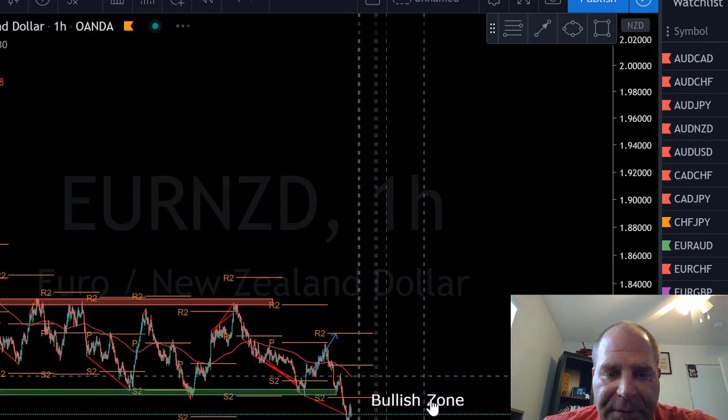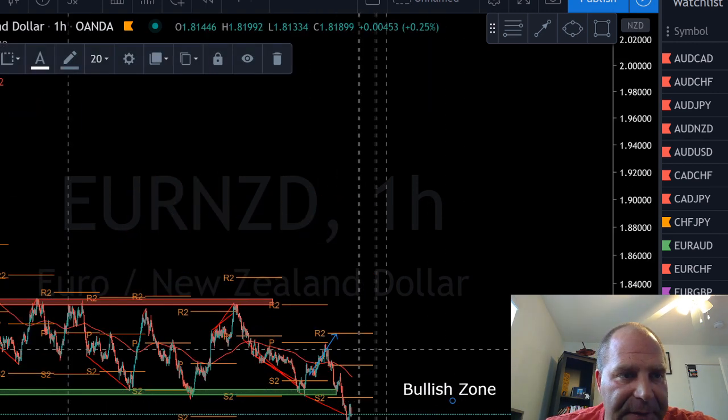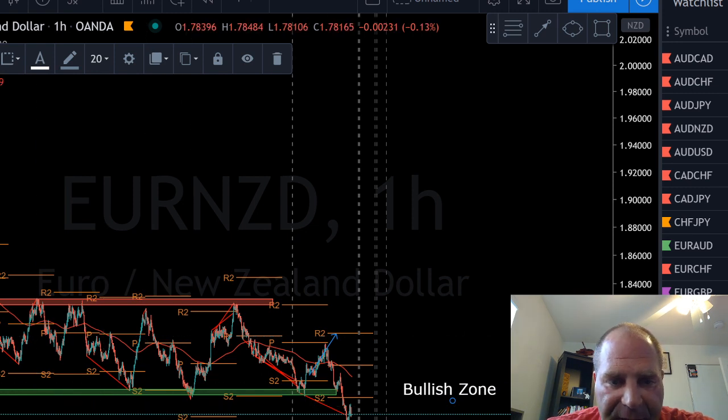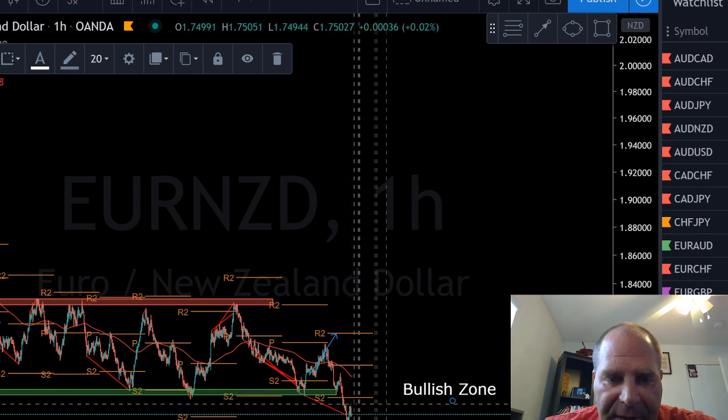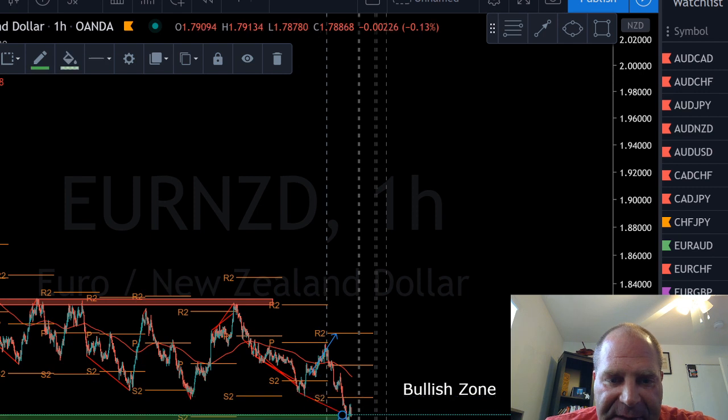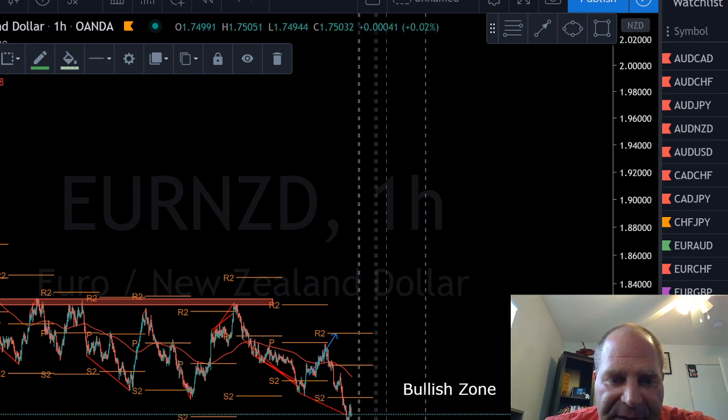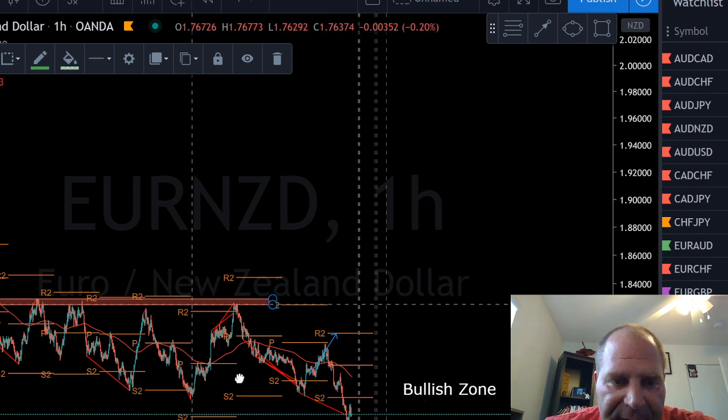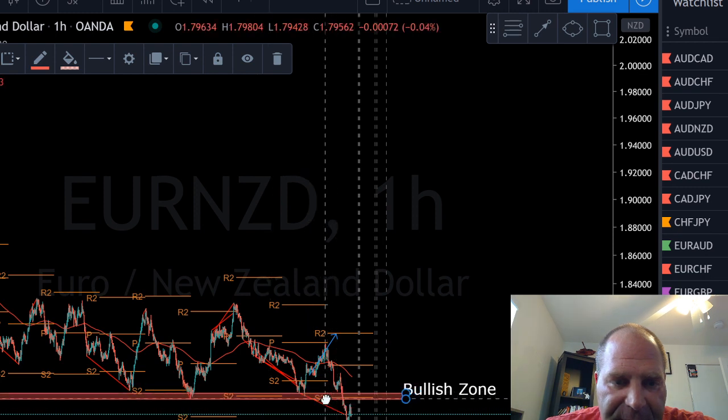Euro NZD. All right. Look, we blew through our bullish zone. Very strong support, finally. We're in the process of making an attempt for a retest. So this is what we do here, guys.